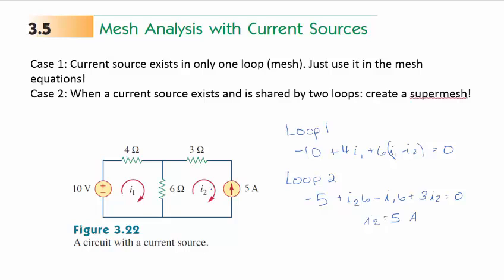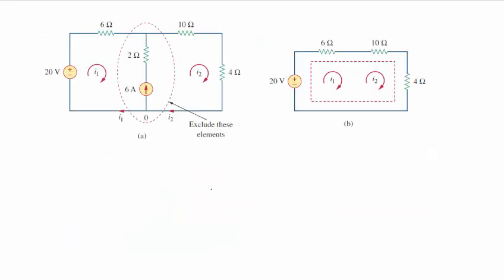The second special case occurs when the current source is shared by two loops, and in this case you create a super mesh. Remember when we did nodal analysis, we created a super node. So this time we're going to create a super mesh or a super loop. Here's the example. We have a current source in this branch right here, and this branch is shared by this loop and this loop. In other words, this current source is shared by more than one loop.